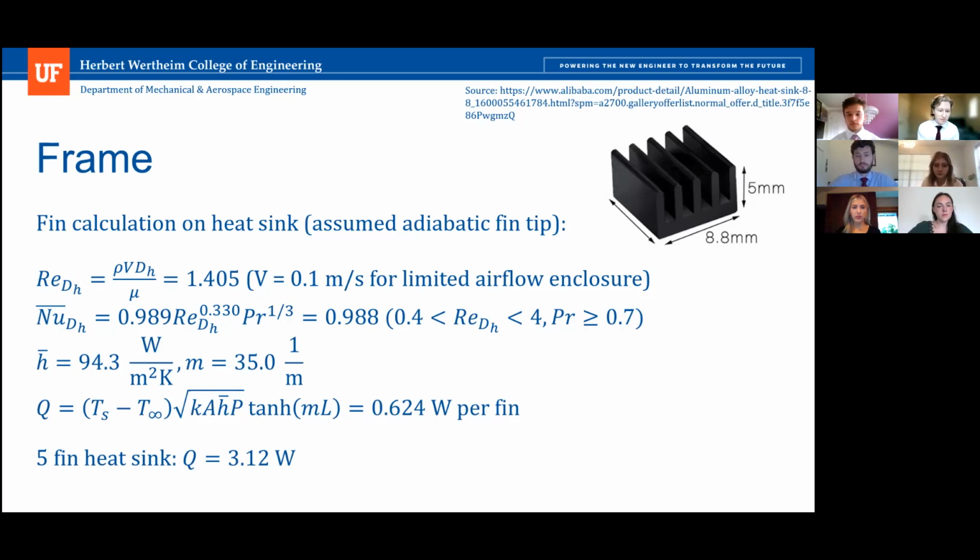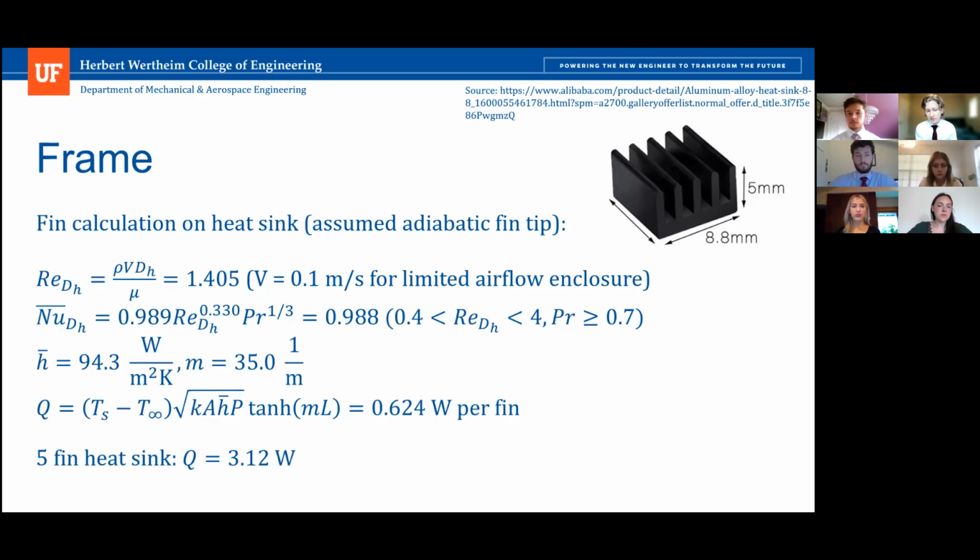So using the Nusselt number, we were then able to calculate the heat transfer coefficient. And then using the heat transfer coefficient, we were able to plug that into the heat transfer equation and determine that for the heat sink, each fin would dissipate 0.624 watts. Because the heat sink has 5 fins, the total heat dissipation would be 3.12 watts.